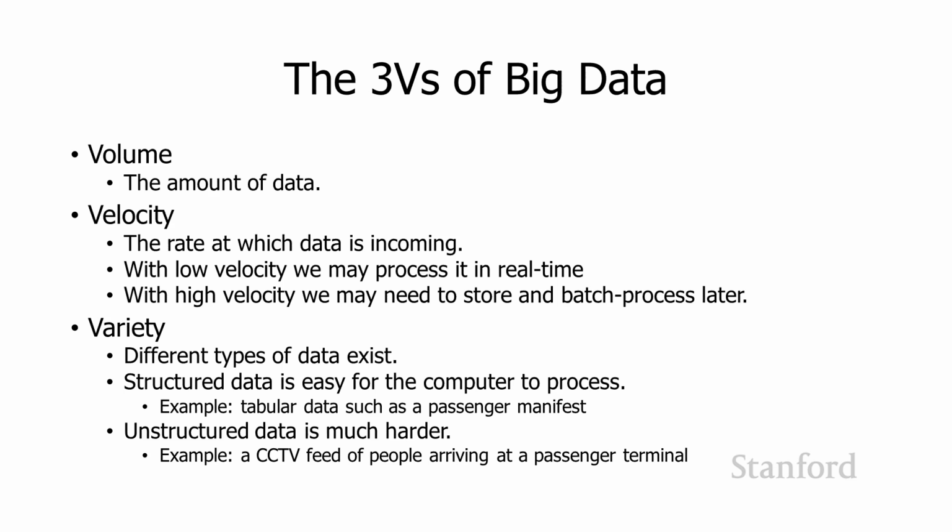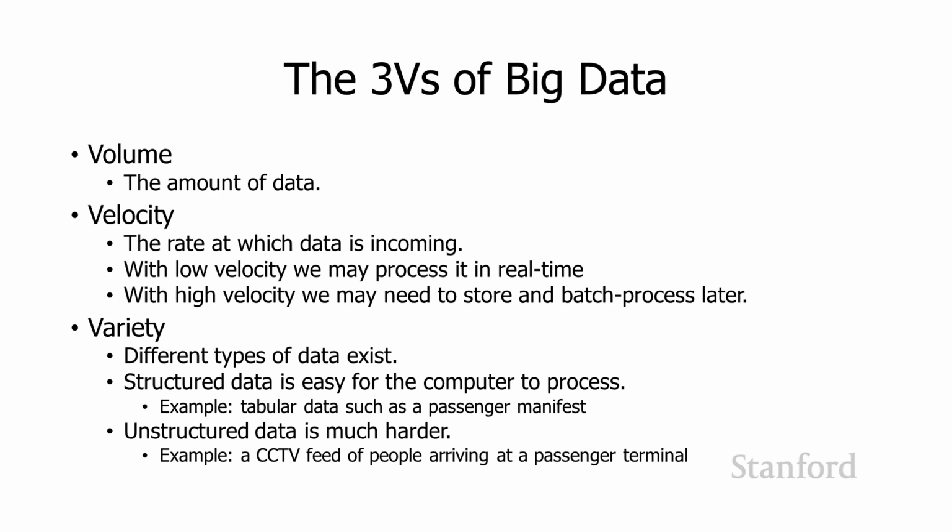The third V is variety. How many different types of data are we dealing with? In general, we can divide the data into two types: structured data, which is data that is easy for the computer to process. So something like a table of information, like say a list of passenger manifests, that's super easy for the computer to deal with. It's already in a format that the computer understands. In contrast, unstructured data is much harder for the computer to process. And this might be something like a video. So suppose we have a video of people arriving and departing from a passenger terminal. That obviously is going to take a lot of work on our part to process it and get some useful information out of it.